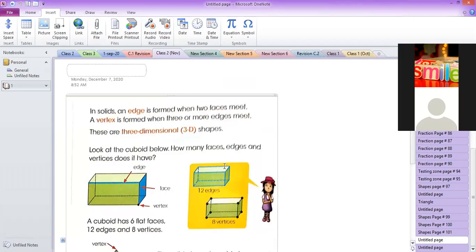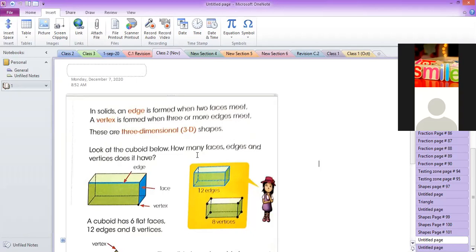Then the second thing we learned about is the edges. What is an edge? An edge is the line by which one face meets another face, okay? And the third thing we learned about is the vertex or vertices. When two or more edges meet, they form a vertex, like we studied in the 2D shapes also.